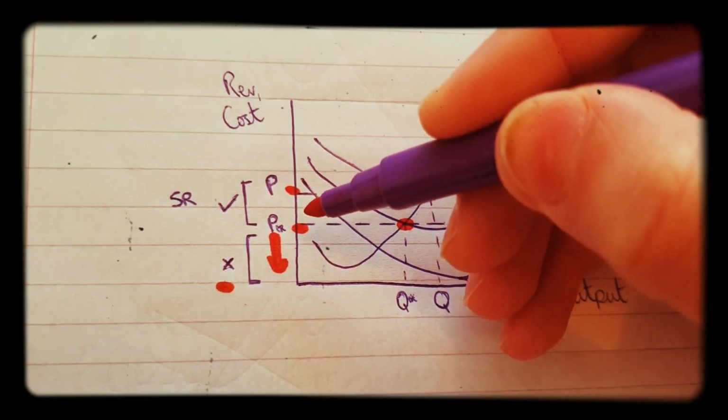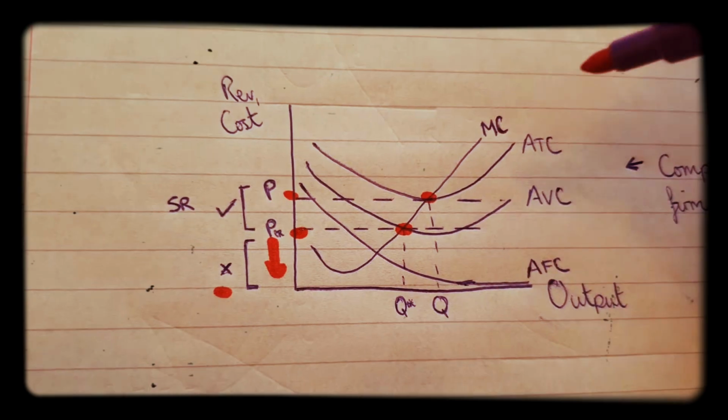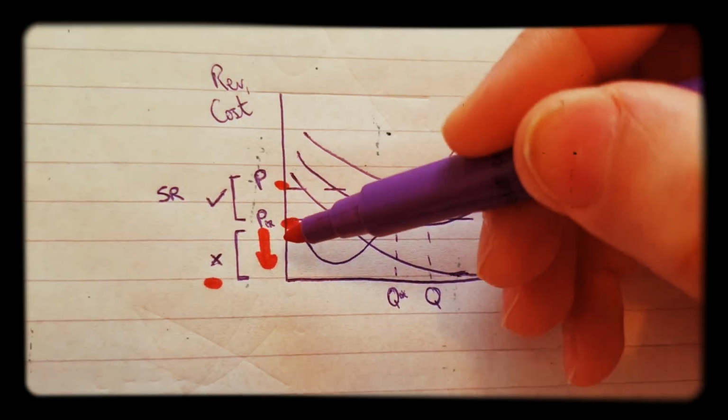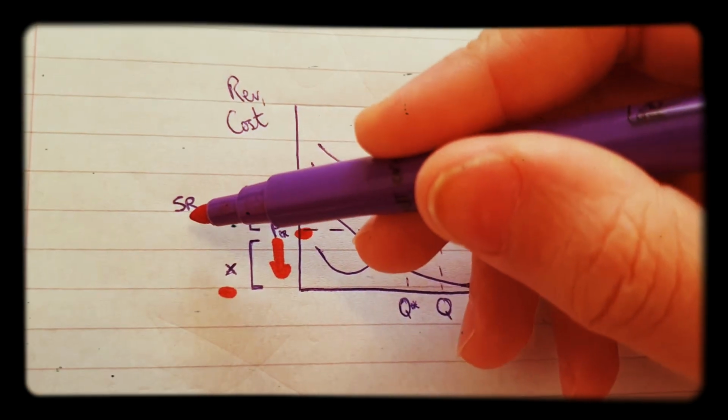So from P star, I'll say that again, from P star, the price where the price equals the average variable cost, all the way up to price P, the firm can stay alive in the short run.